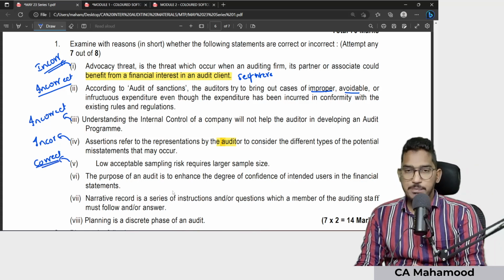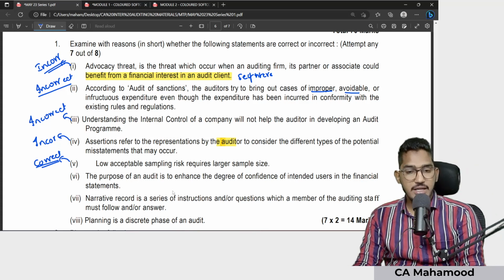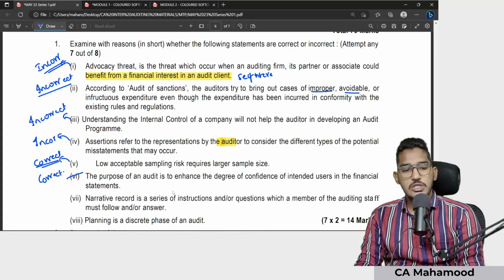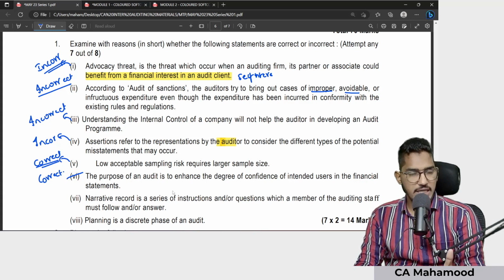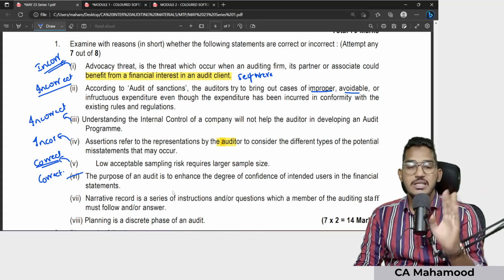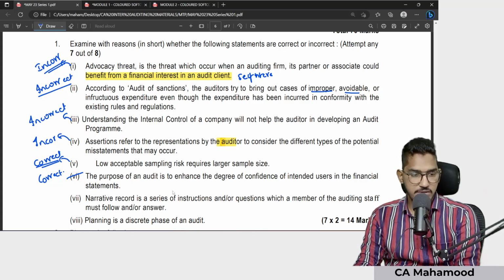Next one. The purpose of audit is to enhance the degree of confidence of intended users of the financial statements. Yes, this statement is also correct. This statement is also from the chapter Nature, Objective and Scope of Audit in SA 200. As we have seen, the purpose of the audit is to enhance the degree of confidence of users of the financial statements.